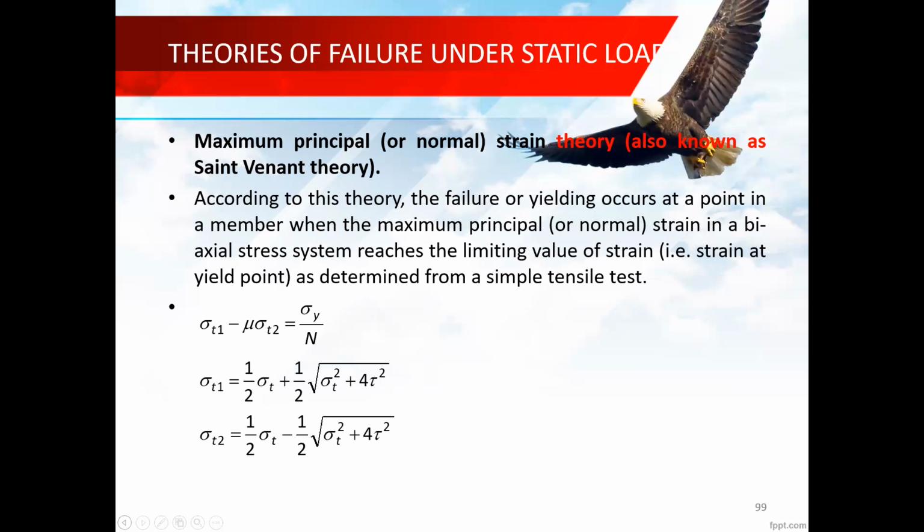So sigma T1 is equal to 1 half of sigma T plus 1 half of the square root of sigma T squared plus 4 tau squared. Then sigma T2 is the same, just make it minus.